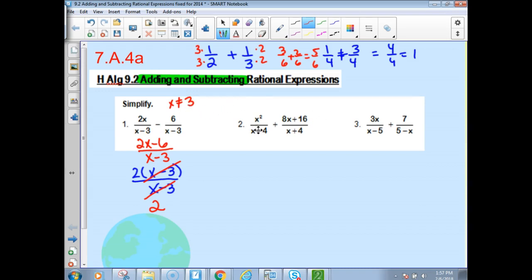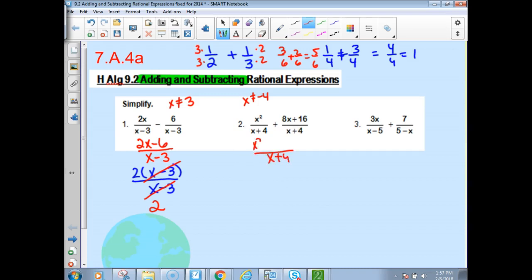What can x not equal on number 2? Quickly. -4. Okay, so x can't equal -4. Now, we're not solving for x right now, so I'm not super concerned about that, but I want to start. Your homework last night actually had a question that said, what are the restrictions on this expression? And that would be, what would make the denominator 0? That is the restriction.